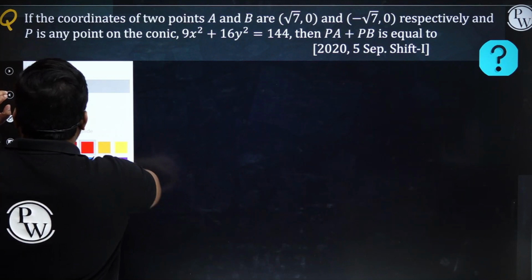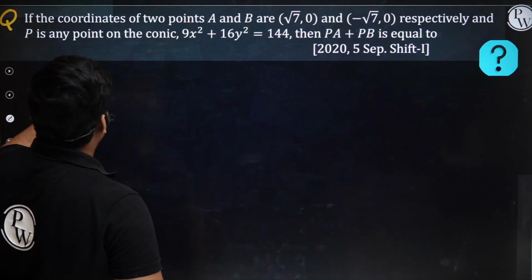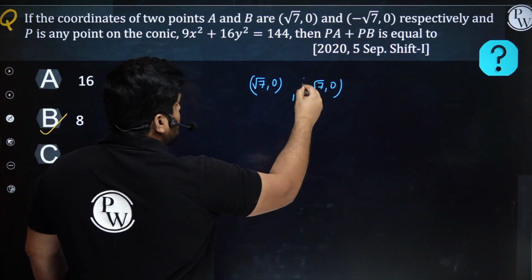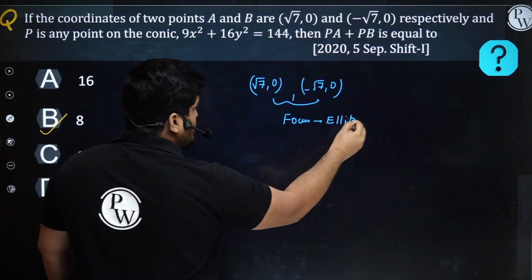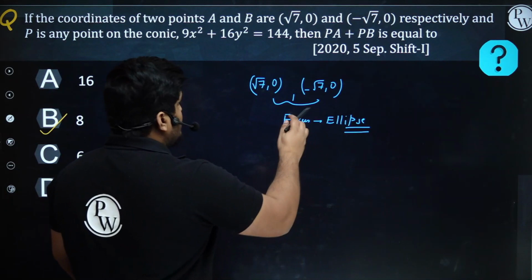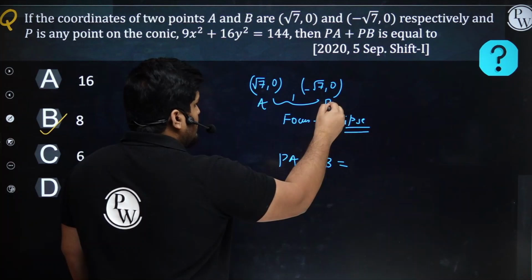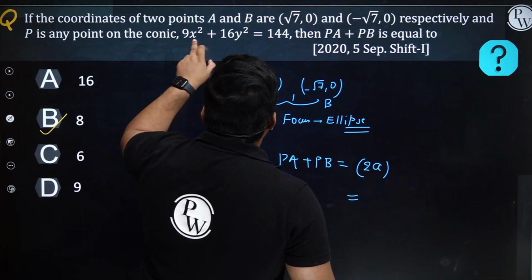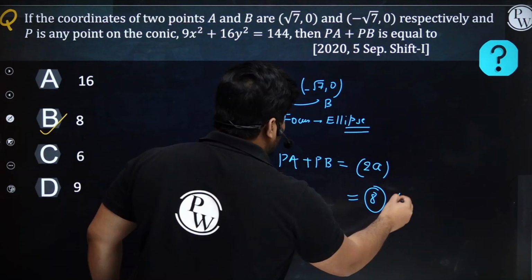Next question. If the coordinates of two points A and B are given respectively, and P is any point of the ellipse, then PA plus PB. Guys, if you closely observe, these are the foci, (√7, 0) and (−√7, 0). These two points are the foci of the ellipse. The question has been asked in such a way that it gives the intuition that the points are nothing but foci. So by the definition, what is PA plus PB, where A and B are foci? PA plus PB will be equal to 2a, the length of the major axis. This is x square by 9, y square by 16, so the answer will be 8. Quite simple.